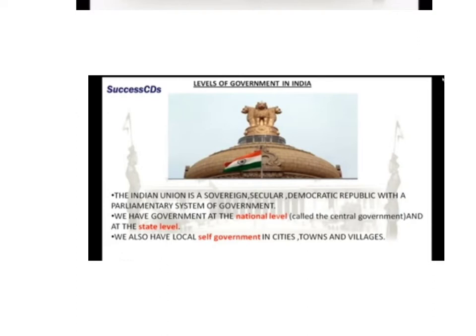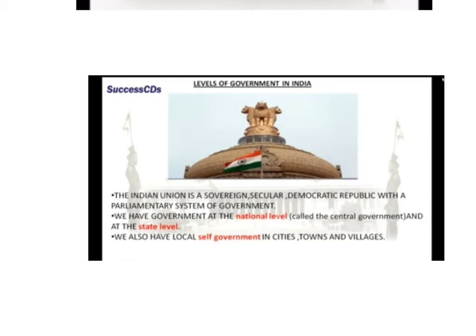Democratic republic means that India chooses its representatives. India elects its representatives. The elected heads like the prime minister and the president are elected. They are not chosen by anyone, but these are the people who elect a prime minister. With a parliamentary system of government. Parliamentary system means that we have two houses, that's Lok Sabha and Rajya Sabha, and a president here we have.